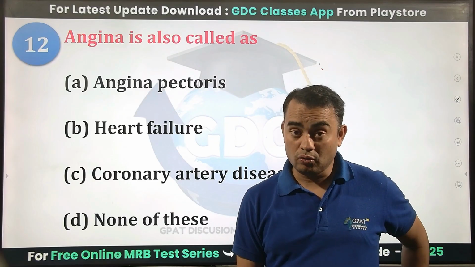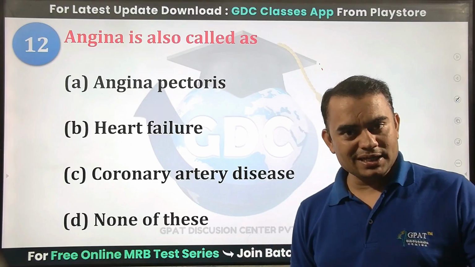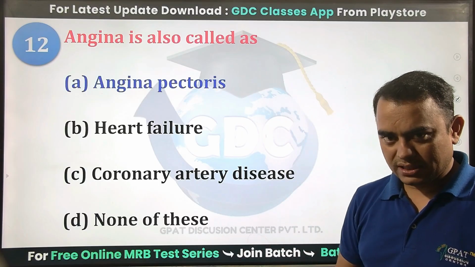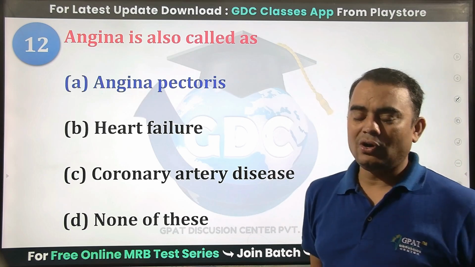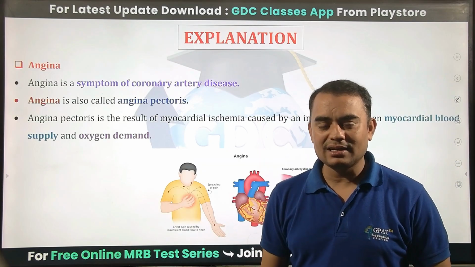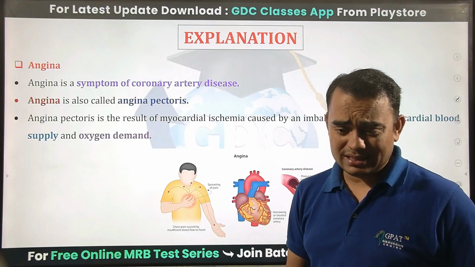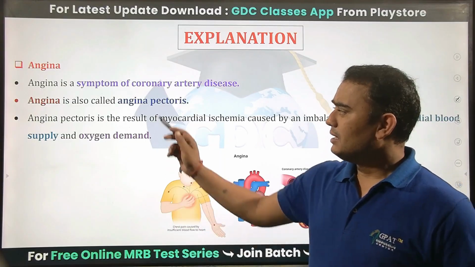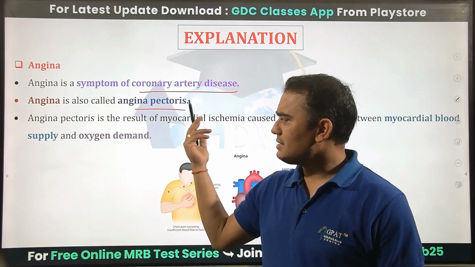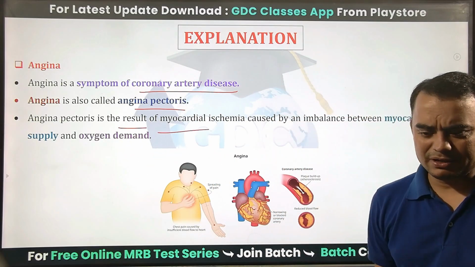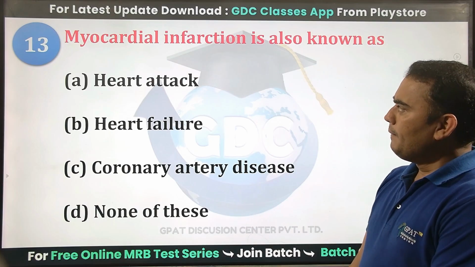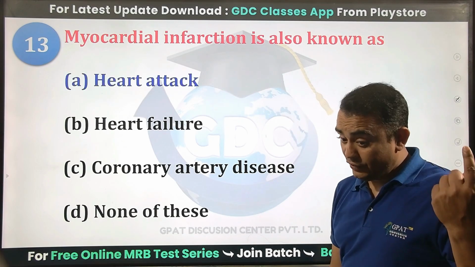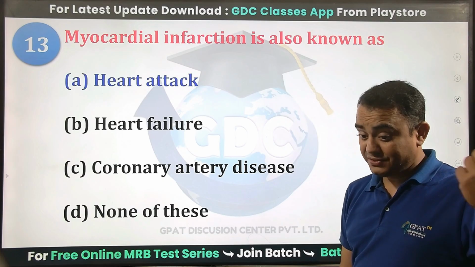What mainly causes it: atheroma, vasospasm. Remember the words. It is also known as angina pectoris, where an imbalance between oxygen supply and demand occurs. That is called angina pectoris, in which pain on the left side of the chest happens. Angina is a symptom of coronary artery disease. Angina pectoris, imbalance between oxygen supply and demand. Myocardial infarction is also known as heart attack. Yes, heart failure is different. That is congestive heart failure, CHF, CCF.